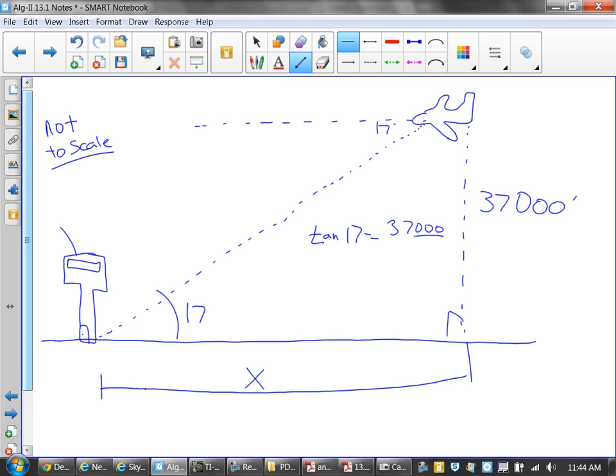And again, all you have to do is divide out by the tangent of 17, and what did you guys get for the horizontal distance? Big crazy number. X equals 37,000 and some number. It starts with a 1. Anyway, you get the idea, right?